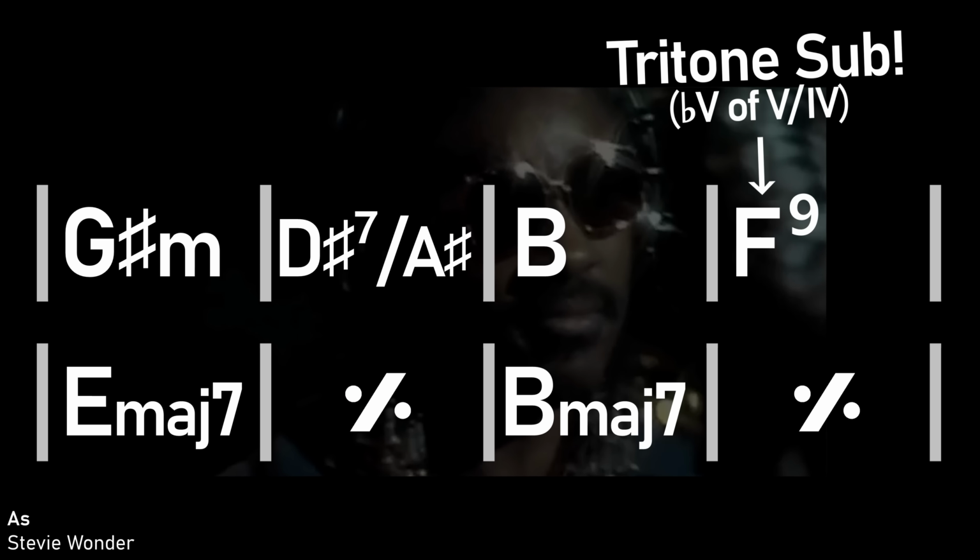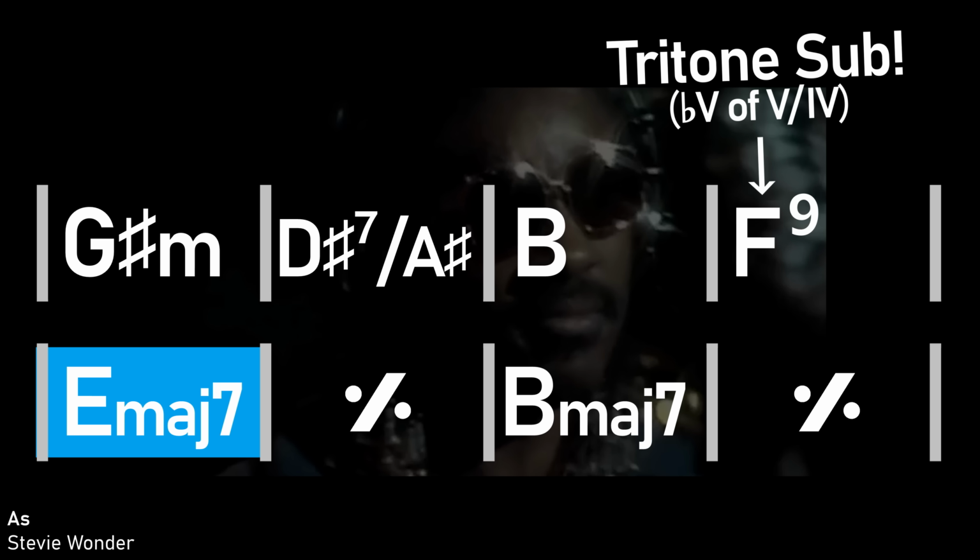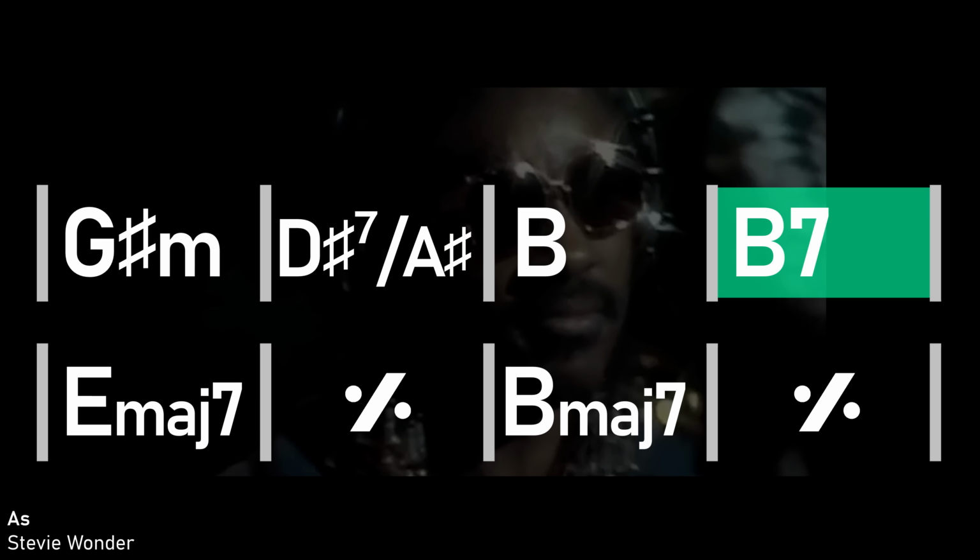Here in As, we are in the key of B major, and the bridge section starts on the 4th chord of the key, which is E. So if we used a regular secondary dominant here to move us to the 4th chord of the key, we would be using the 5 of 4, which in this case would be B7, and it would sound like this.